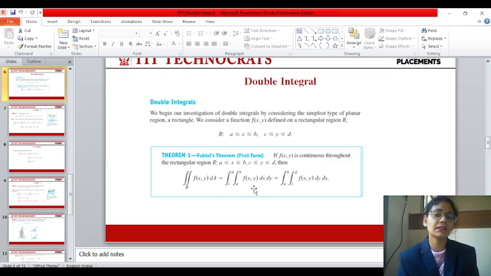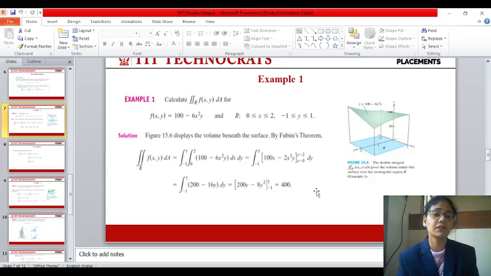And if you change the order of integration, meaning whether you integrate first with respect to x or first with respect to y, the integration will remain the same in both cases. See here, if dx is written first, that means you are integrating with respect to x, and if dy is written first, that means you are integrating with respect to y. So if you change the order of integration, the answer will remain unchanged. This is the first theorem, which is known as Fubini's theorem.